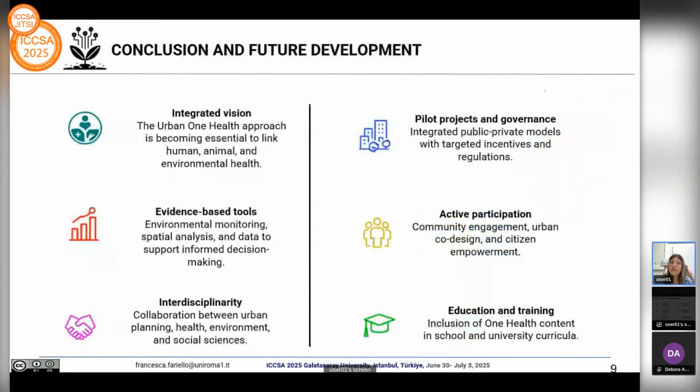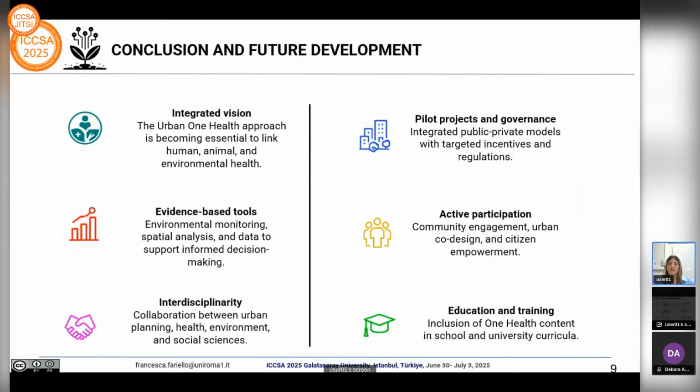In conclusion, the literature review confirms that the Urban One Health approach represents a holistic and multidisciplinary model for understanding and managing urban environments. The integration of public health into urban planning emerges as a key element to improve quality of life and address complex challenges such as climate change, pollution, socio-spatial inequalities, and environmental degradation.